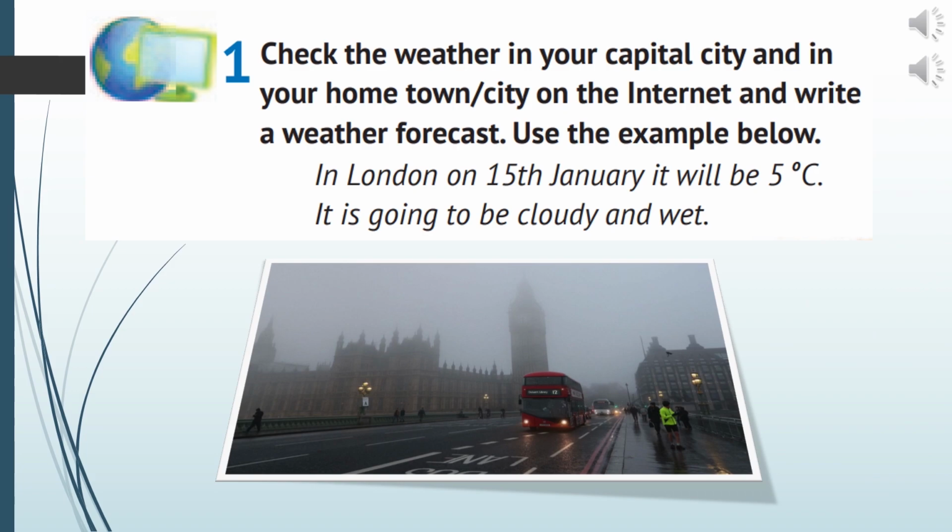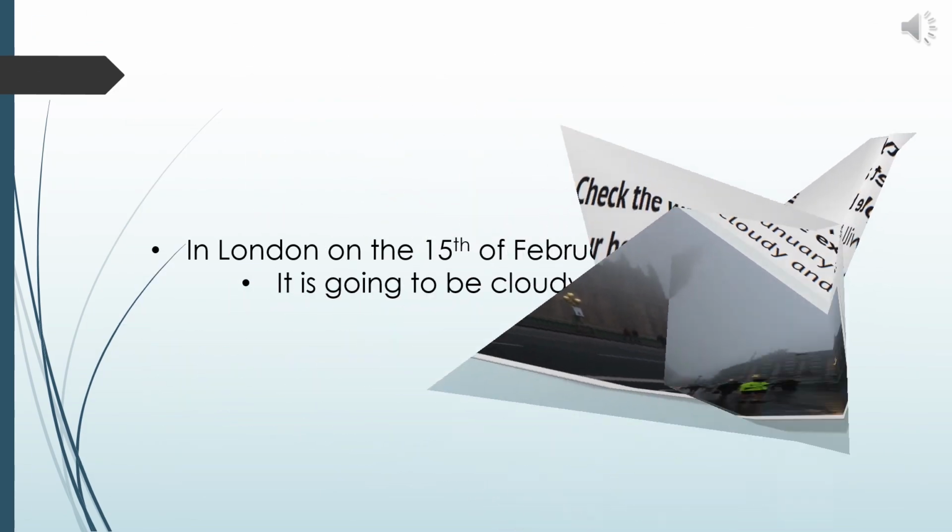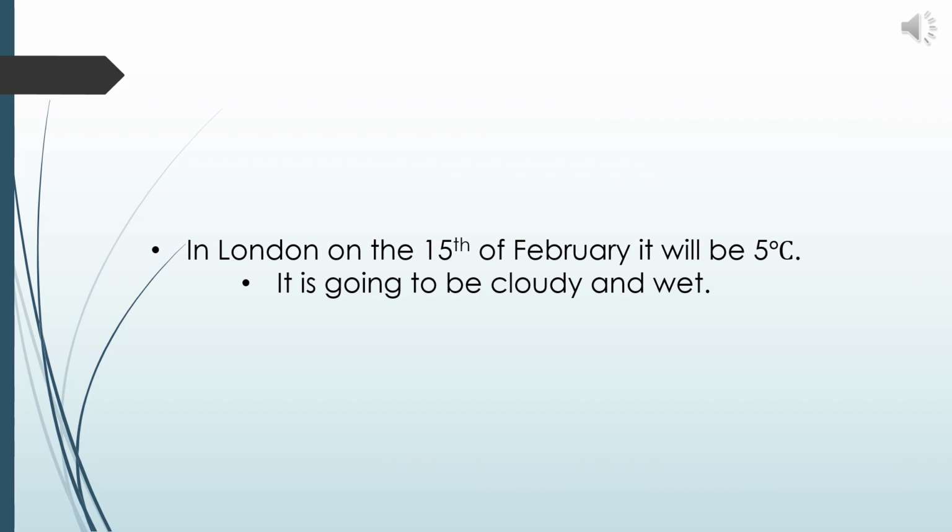Now let's read the weather forecast on the 15th of January in London. In London, on the 15th of January, it will be 5 degrees centigrade. It is going to be cloudy and wet. And now, pause the video and read the sentences by yourself.